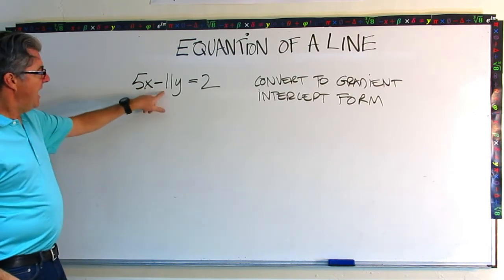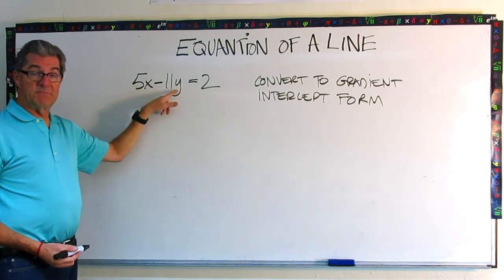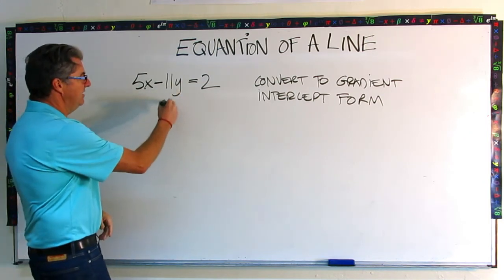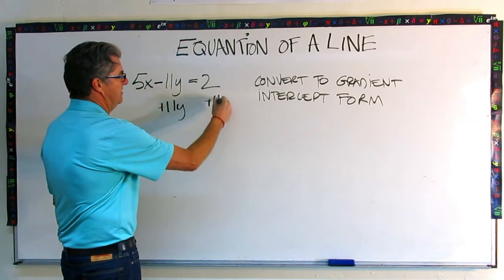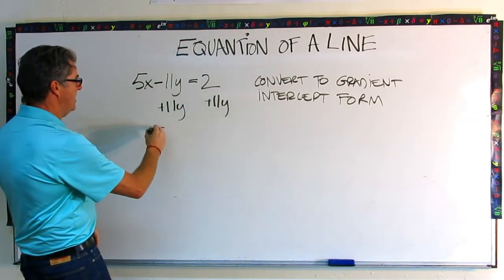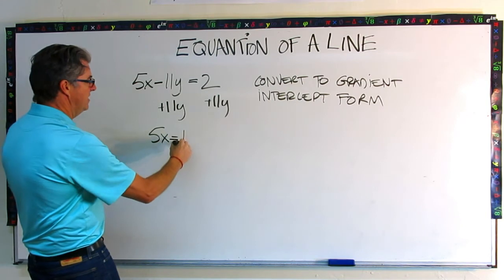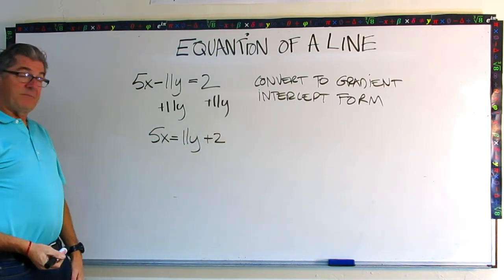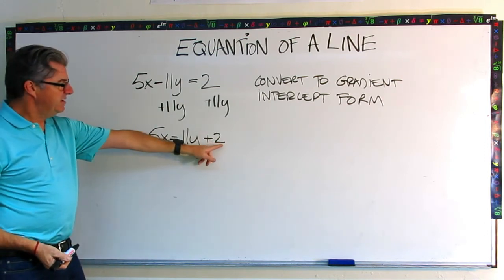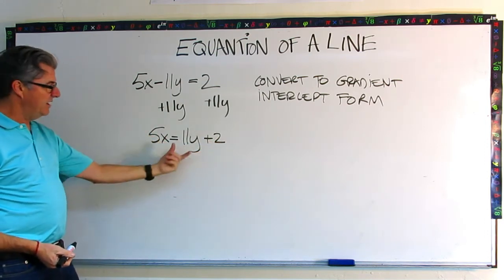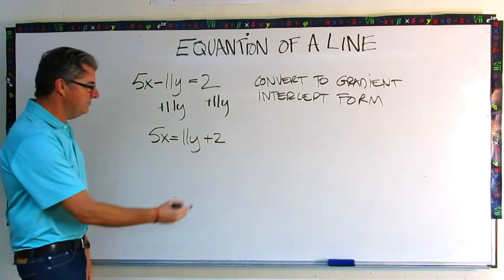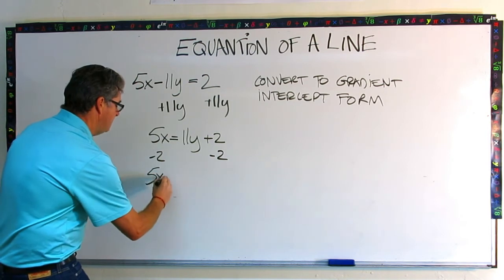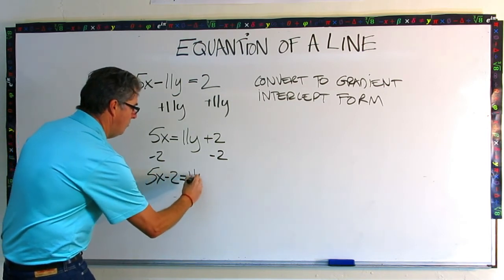So I have a negative on my y term. It's going to need to be positive. So the first thing I'm going to do is add 11y to both sides. Bring down my x. I have 5x equals 11y plus 2. Okay? So now I'm getting there. But I've got to get this 2 over here. I need to get my y as alone as possible. So now I'm going to subtract 2 from both sides. I'm going to get 5x minus 2 equals 11y.